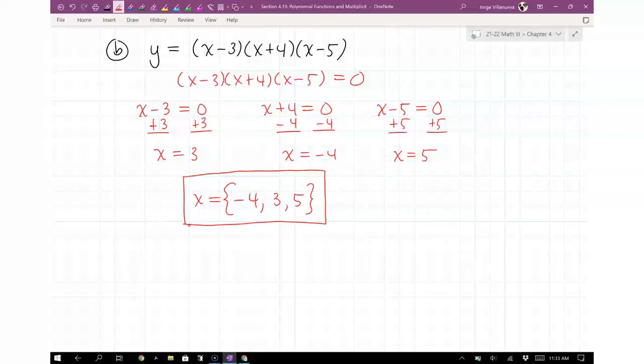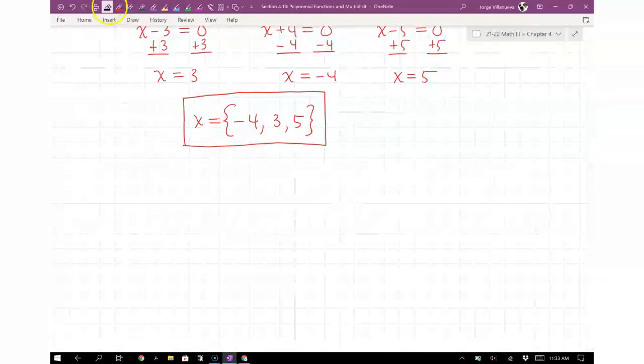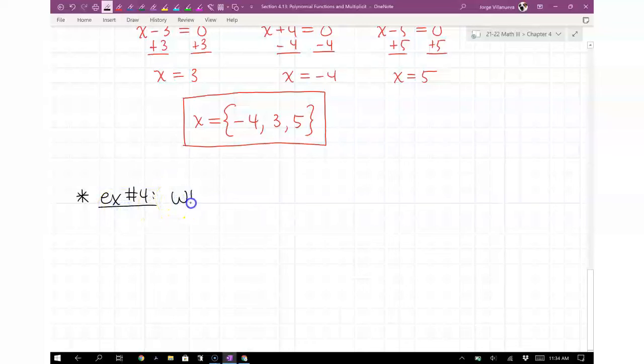Now, how can they complicate this a little bit more? So, multiplicity, okay? It's not that it's going to be way different from what we're doing, but I'm going to teach it to you guys through example, okay? So, example number 4. What are the zeros? Same instructions as the other ones, but you're going to notice something a little different in these problems. It's not going to be super obvious, but it's also not super hard to spot, okay?